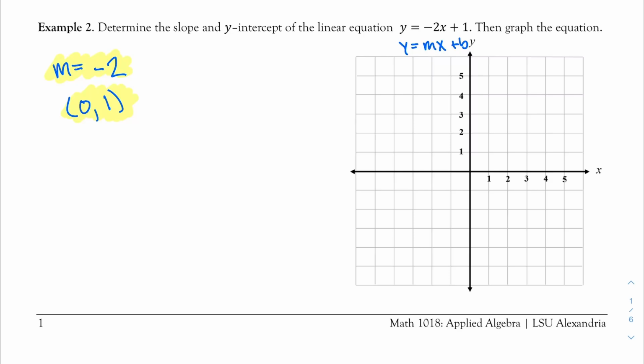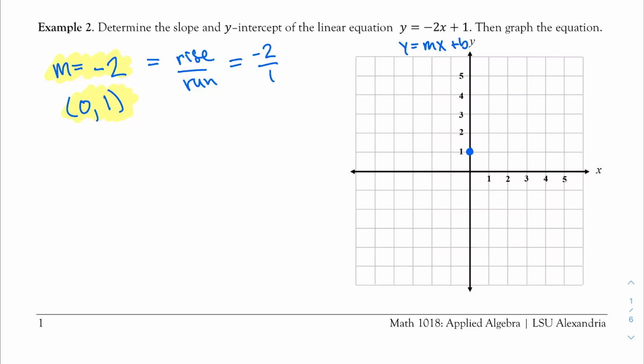Remember, we actually did a similar example in the previous section. So I'm going to start off by graphing my point, (0, 1). That's 0 left and right, and 1 unit up. Now, I can use my slope. Remember, slope is rise over run. Or if I want, I can write negative 2 as negative 2 over 1.